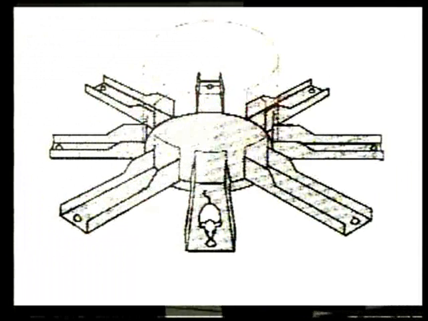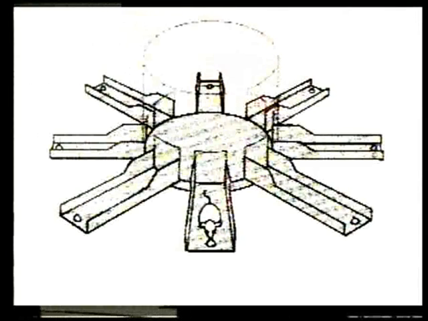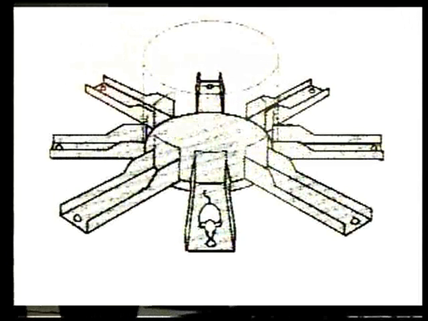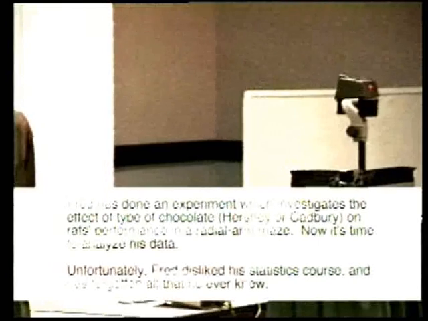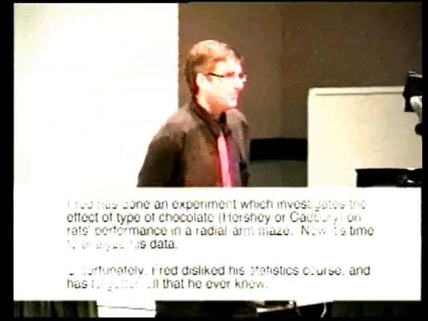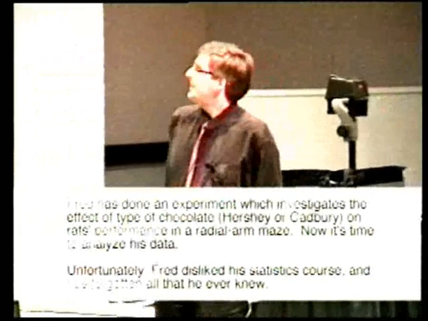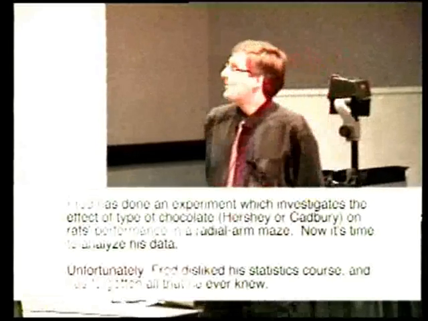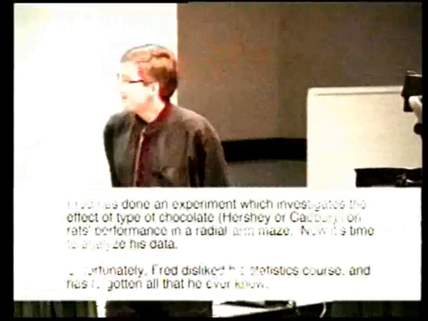And I don't know if it comes out very well, but you can see his radial arm maze, and there's a little rat in the first arm. Fred did an experiment, his first experiment as a graduate student, in which he was looking at the effect of type of chocolate, either Hershey or Cadbury, on rats' performance in a radial arm maze.